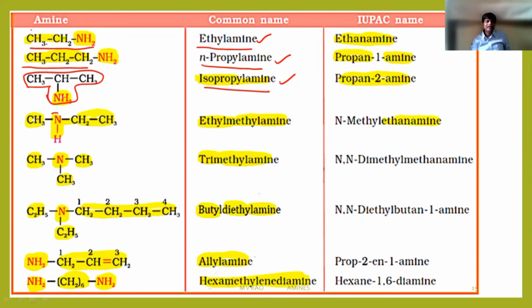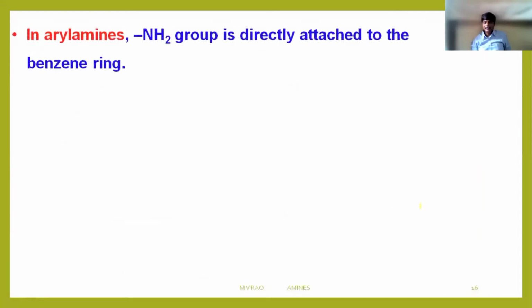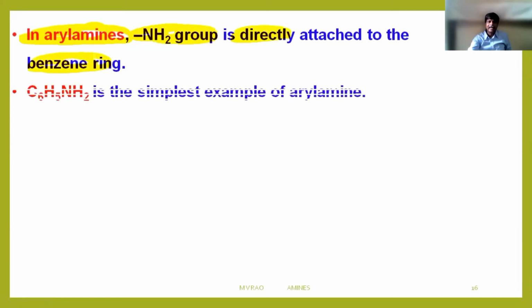This N is attached with one methyl, so N-methyl ethanamine. And this is N,N-dimethyl methanamine. You can check other names also. So this is about IUPAC names. Next, aryl amines. In aryl amines, the NH2 group is directly attached to the benzene ring. These are called aryl amines.